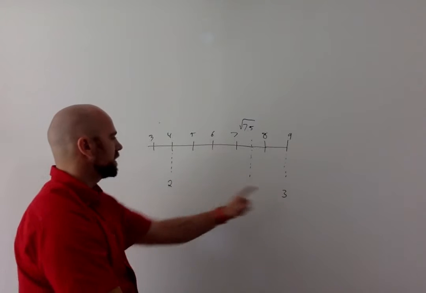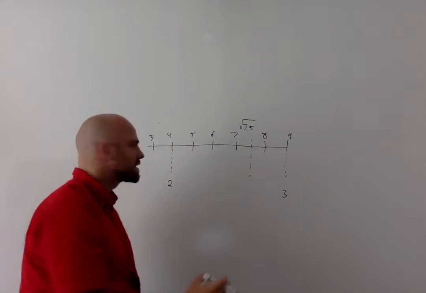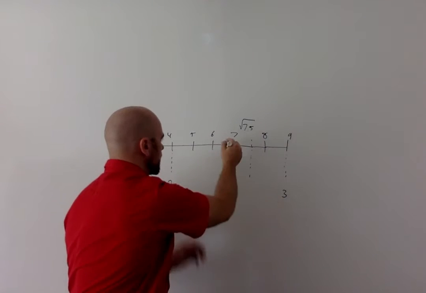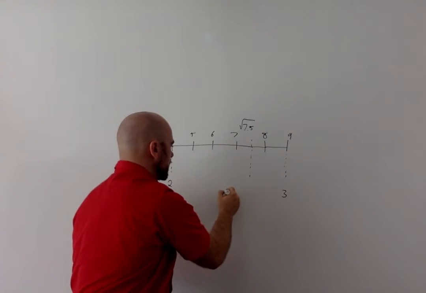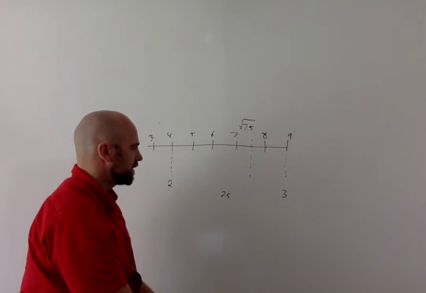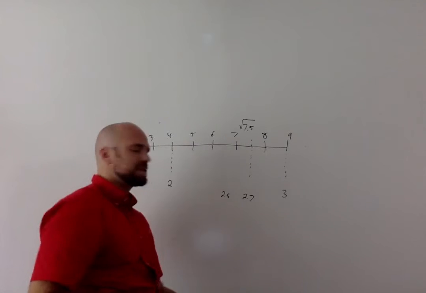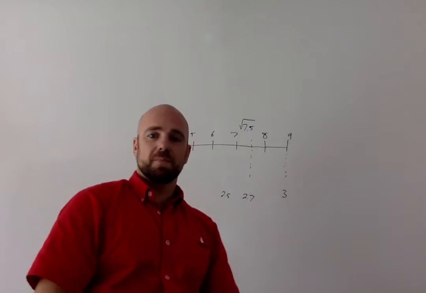So I know that it's going to be in between 2 and 3, and I can somewhat guess somewhere in the middle of this, somewhere around here. This is going to be about 2.5. That'll give me a general idea. I'm going to guess it's going to be around 2.7 or something like that.